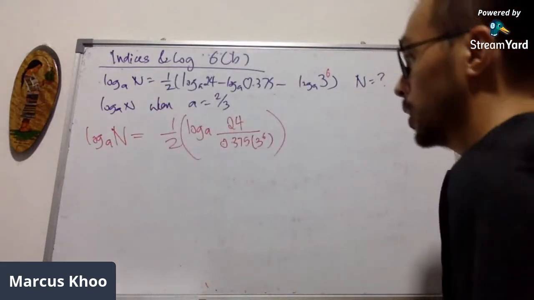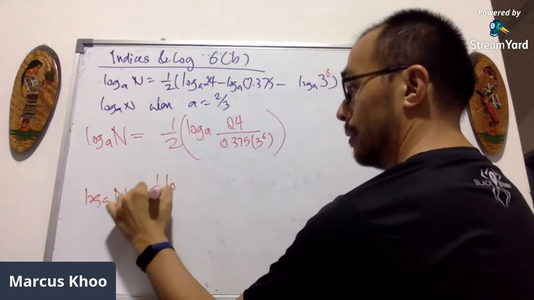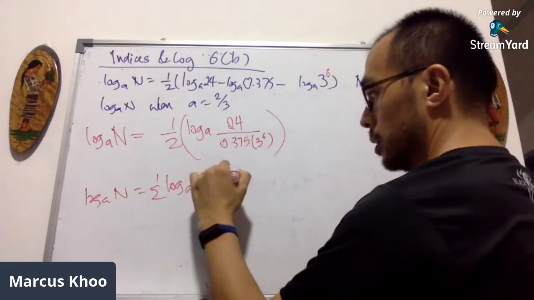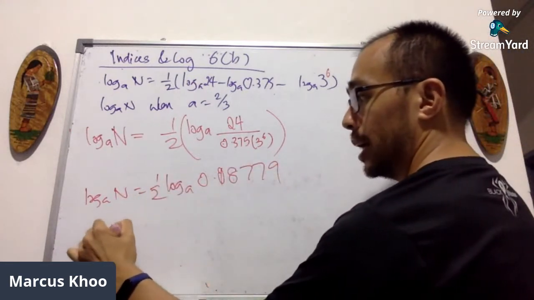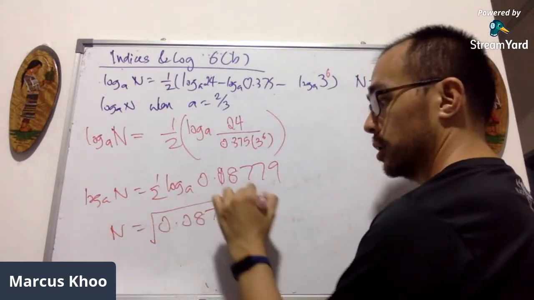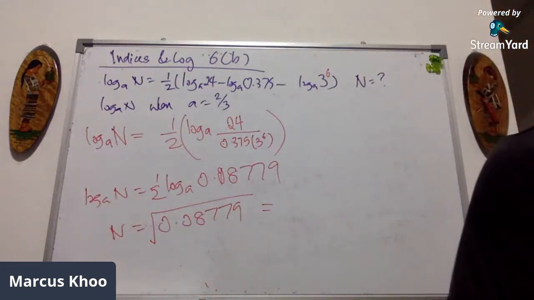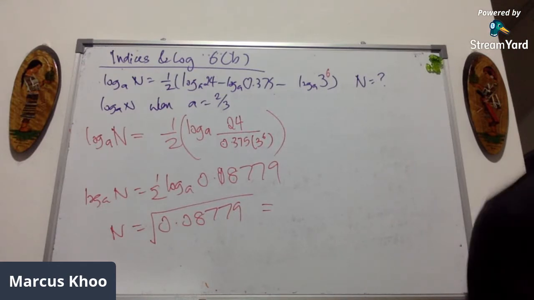0.08879. Okay, so I'll get about log AN equals to half log A 0.08779. Okay, bring the whole thing up, so N will be equal to the square root of 0.08779, which will give us our final answer. Okay. I think question 6 is the one with no answer. Oh, ada. CC, I'm the one that is wrong.